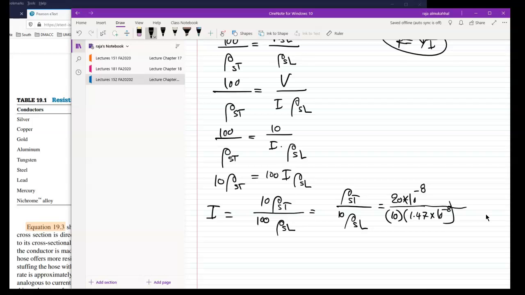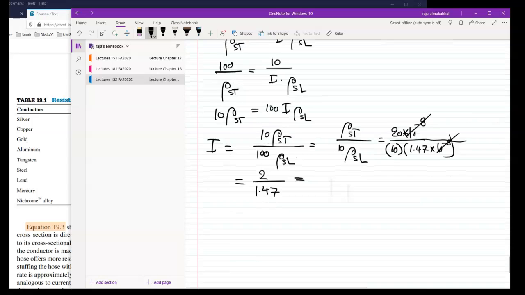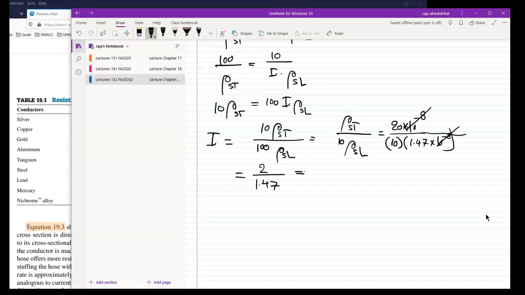And before I use my calculator, I can be smart about it. Those will cancel out. 20 divided by 10 is 2. So basically, I'm going to get 2 divided by 1.47. And then you just get that answer. I'm using my calculator here, 2 divided by 1.47. Answer, 1.36. So the current here will be equal to, my pen doesn't want to erase, there we go. It's 1.36. I hope I did it right. And there we go. We got the current.